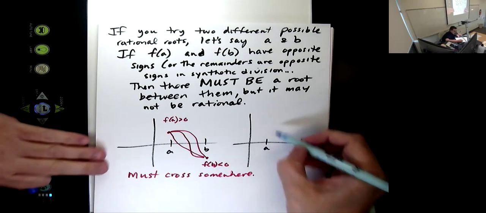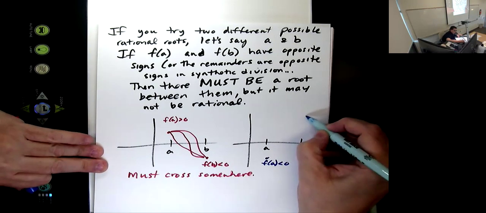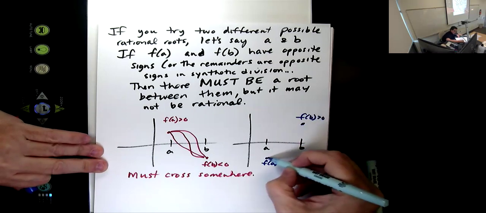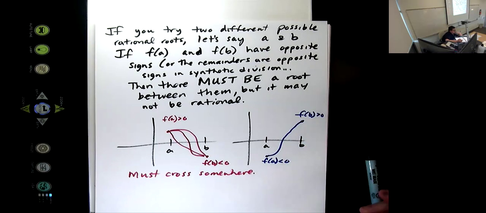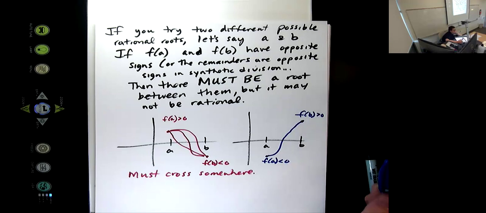The other option would be f of A is less than 0 and f of B is greater than 0. It's still got to cross somewhere. But if they're the same sign, it may or may not cross.